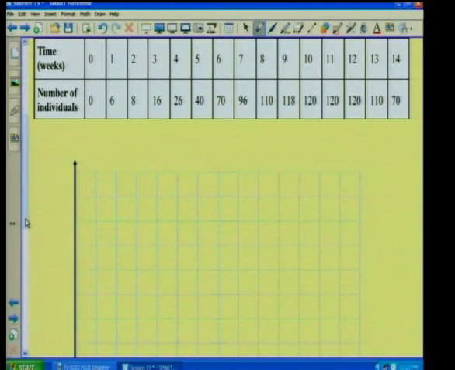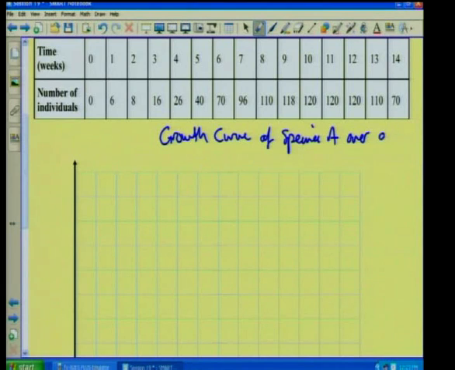So here we go. We can actually just change it and shorten that to the growth curve of species A over a 14-week period. Okay, now that heading is going to give you a mark. All right, that's the easiest mark ever because it's in your question.